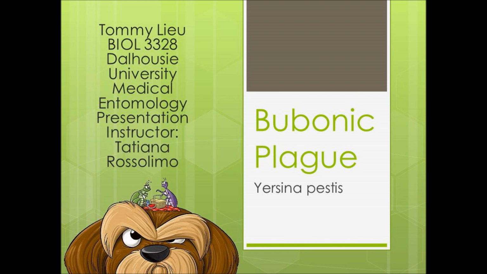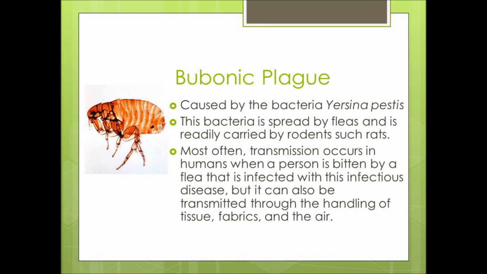Today, I'll be talking to you guys about the bubonic plague. The bubonic plague is caused by the bacteria Yersinia pestis. This bacteria is spread by fleas and is readily carried by rodents such as rats. Most often, transmission occurs in humans when a person is bitten by a flea that is infected with this infectious disease. But it can also be transmitted through the handling of dead tissue, through clothing, and is also airborne.